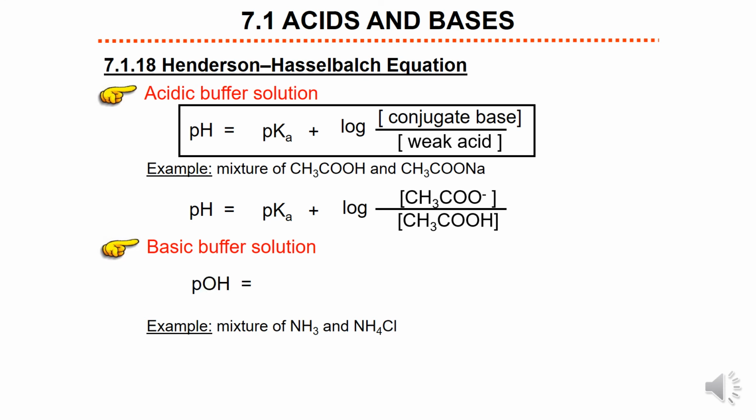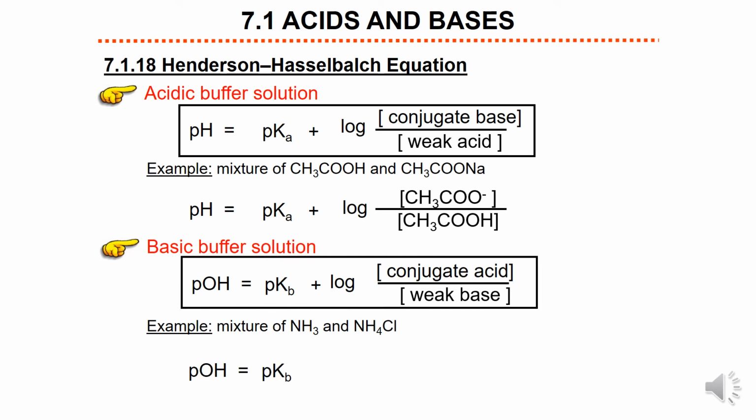For a basic buffer solution, pOH equals pKb plus log of the concentration of conjugate acid over the weak base. Example, we have a mixture of ammonia and ammonium chloride as a basic buffer solution. pOH equals pKb plus log of the concentration of ammonium ion, the conjugate acid, over the concentration of ammonia, the weak base.